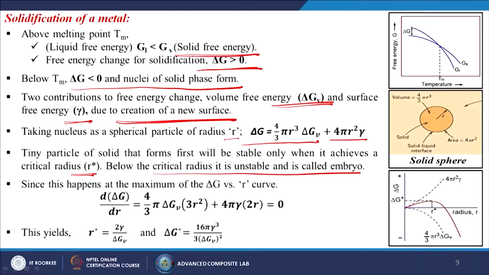Since this happens at the maximum of the del G versus r curve, d del G by dr is equal to 4 by 3 pi del GV into 3 r square plus 4 pi gamma into 2 r, which is equal to 0. This yields r prime is equal to minus 2 gamma by del GV, and del G prime is equal to 16 pi gamma cube by 3 del GV square.